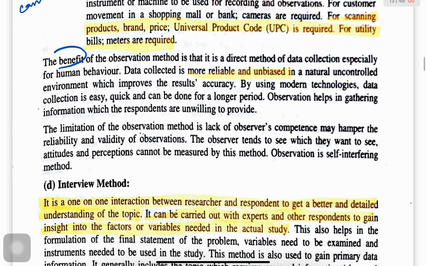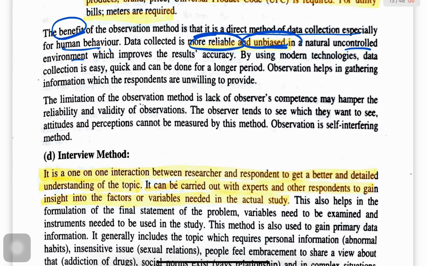The benefit of such an observation method is that it is a direct method of collection of data, especially for human behavior. Data collected is more reliable and unbiased in a natural uncontrolled environment, which improves the accuracy of results. Observation helps in gathering information which our respondents are unwilling to provide.